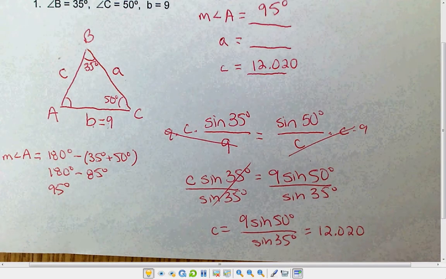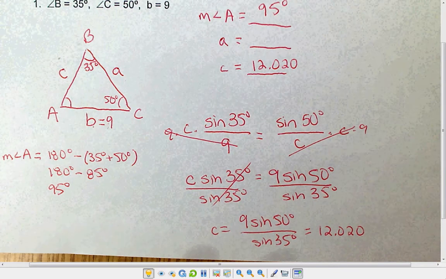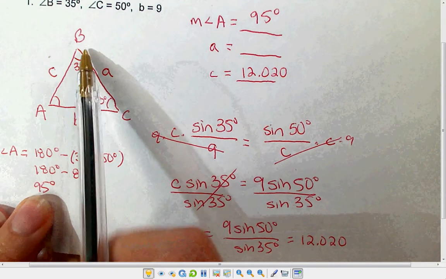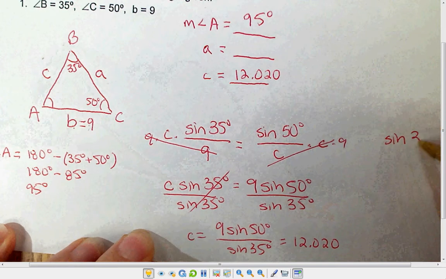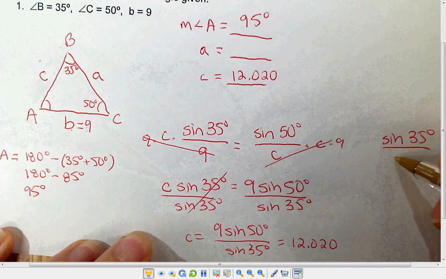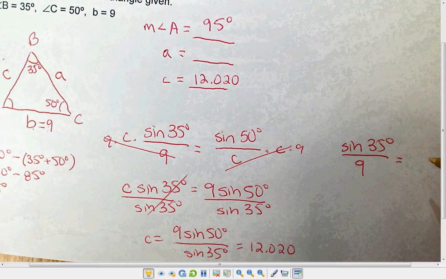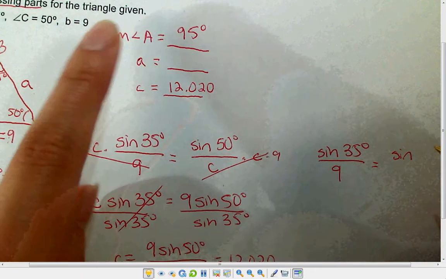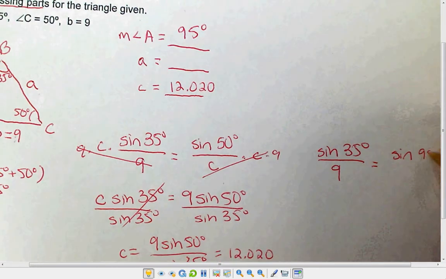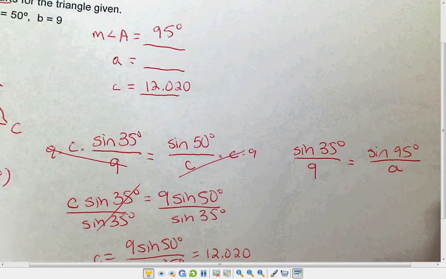Okay, now we're going to do the exact same thing for A. So again, we're going to start off with the pair that we already know, which is your B. So we're going to still do sine of the angle divided by 9, which is the side of B. And now we're going to use A. So we want to do sine of angle A, which we found, angle A is 95, divided by A, which is what we're looking for.